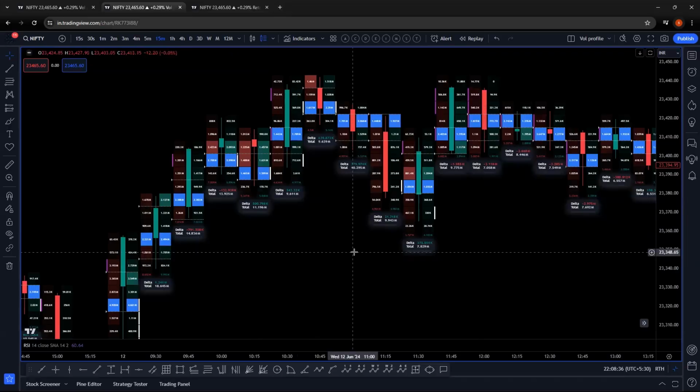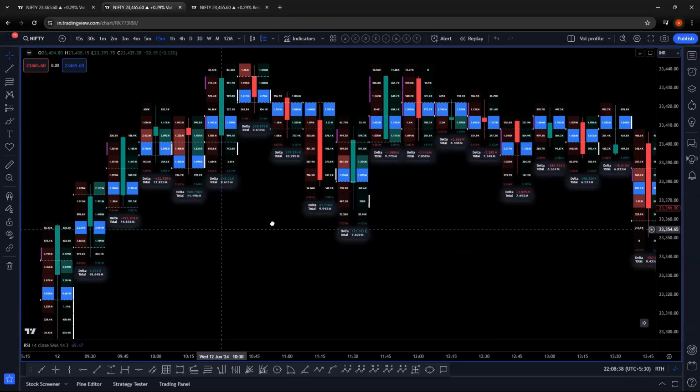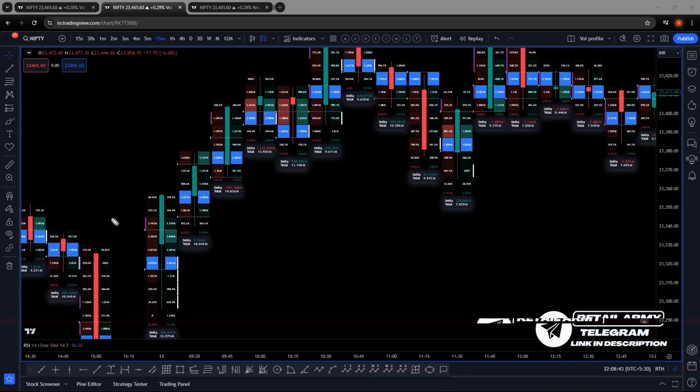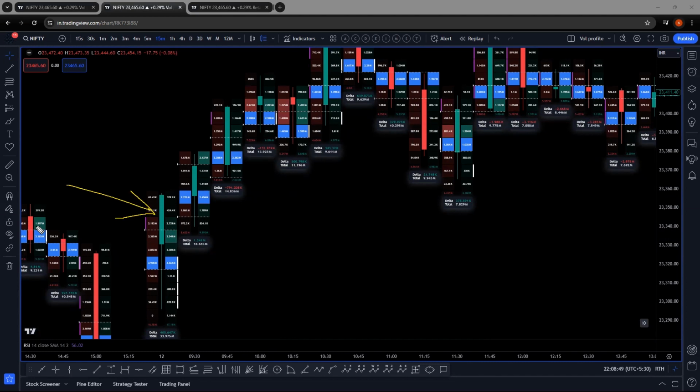Let's have a look at what happened on the 12th of June. On the 12th of June, which is a Wednesday, you see that there's a good buying pressure which came in the market. This is the Nifty spot 15-minute chart. Okay, so there was a good buying pressure which came into the market in the morning, right?